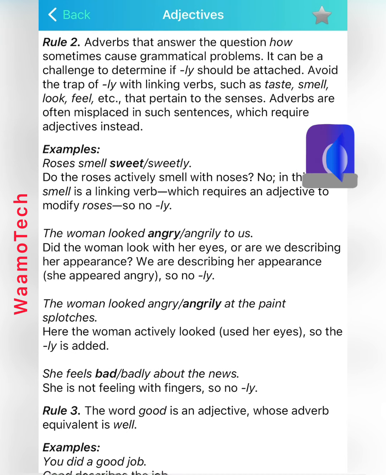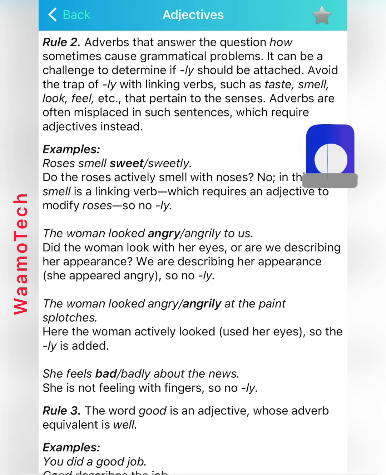So let's look at a couple of examples. Roses smell sweet or sweetly. Roses smell sweet. Roses smell sweetly. Do the roses actively smell with noses? No, roses do not smell with a nose. In this case, smell is a linking verb which requires an adjective to modify roses. So no ly is added. So we say roses smell sweet. You can't say roses smell sweetly.